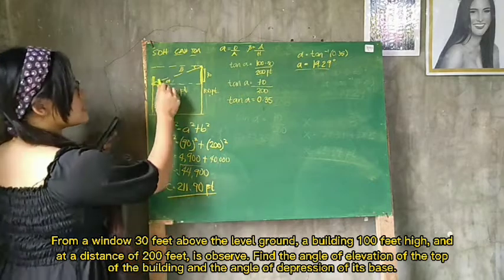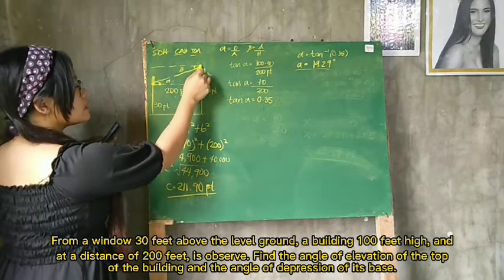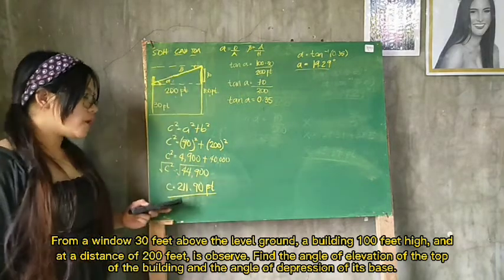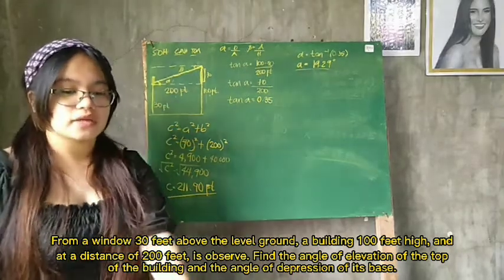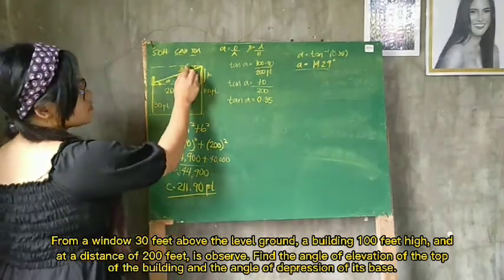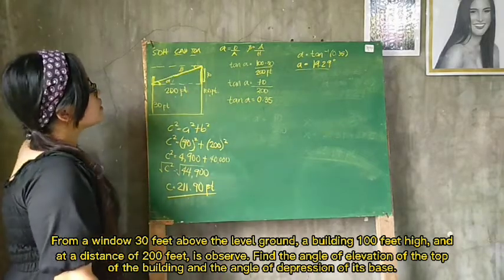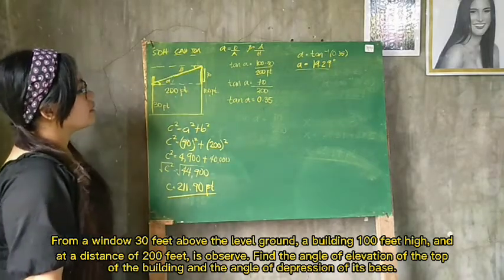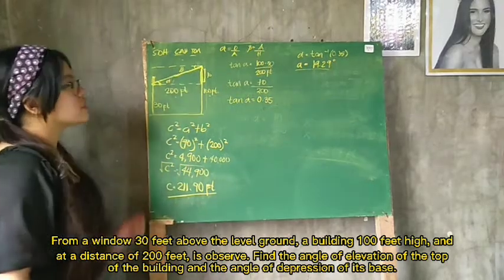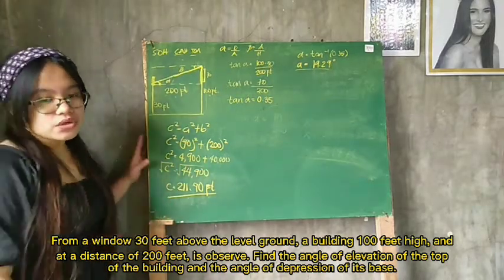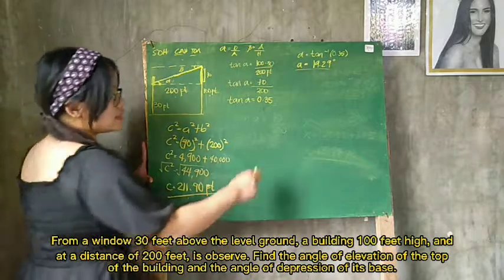So the length of this line is 211.90 feet. So we can get the angle B by using the cosine, adjacent over hypotenuse. So we have the angle B.